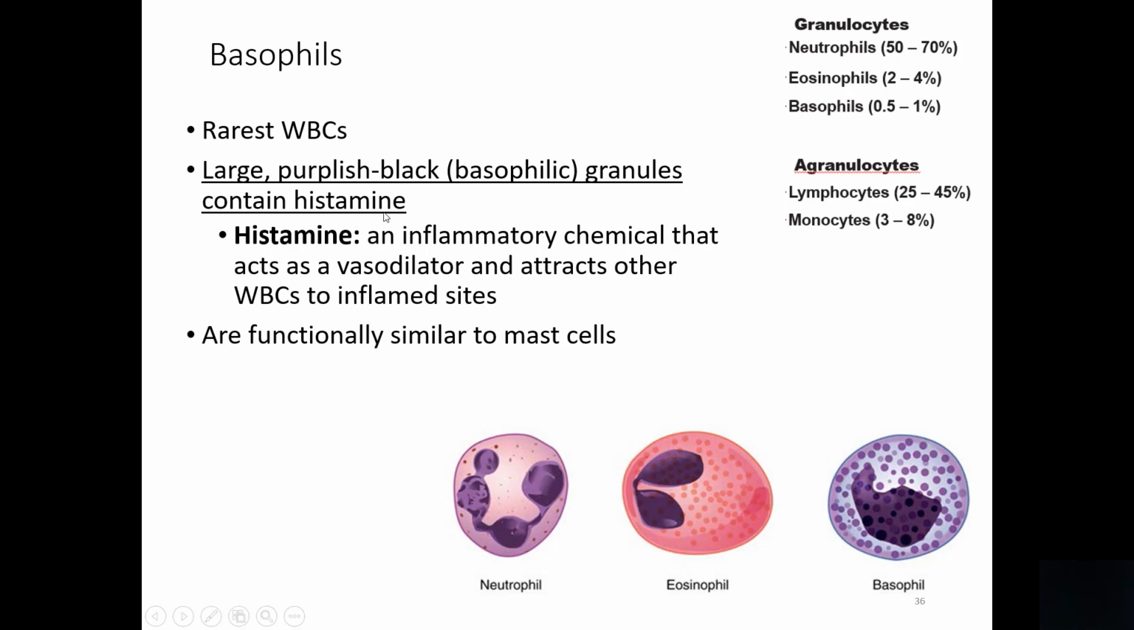Those granules contain histamine, and you remember that histamine is an inflammatory chemical. It means it causes inflammation. It dilates blood vessels and causes other white blood cells to leave blood vessels and go to inflamed tissues to kill bacteria and viruses there.